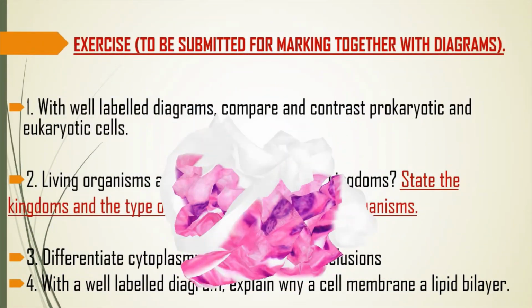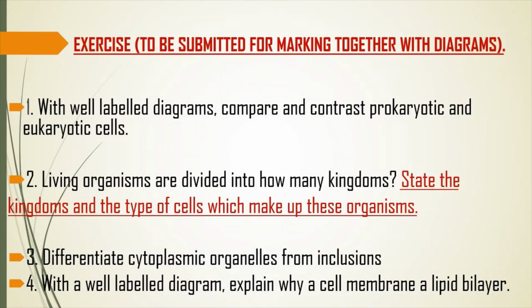Right, so now the exercise that is to be submitted for marking together with the diagrams is this. Number one, with well-labeled diagrams, compare and contrast prokaryotic and eukaryotic cells, by drawing as well. Secondly, living organisms are divided into how many kingdoms? Answer this and state the kingdoms and the type of cells which make up these organisms.